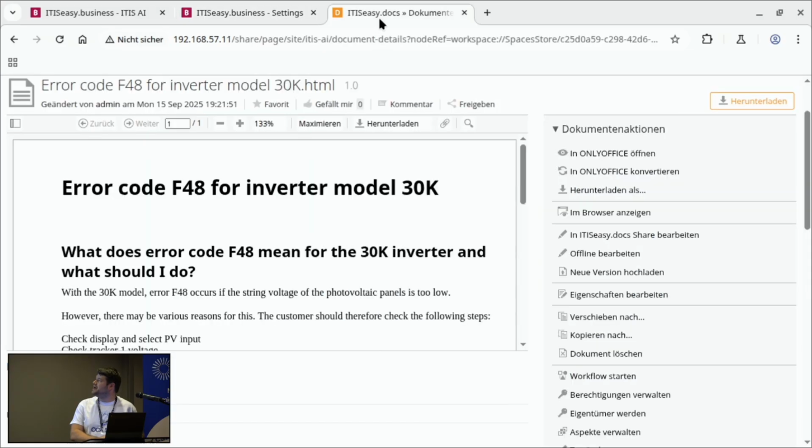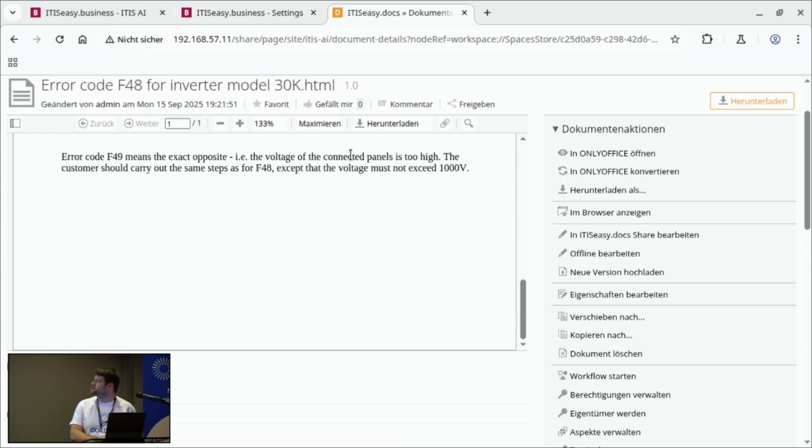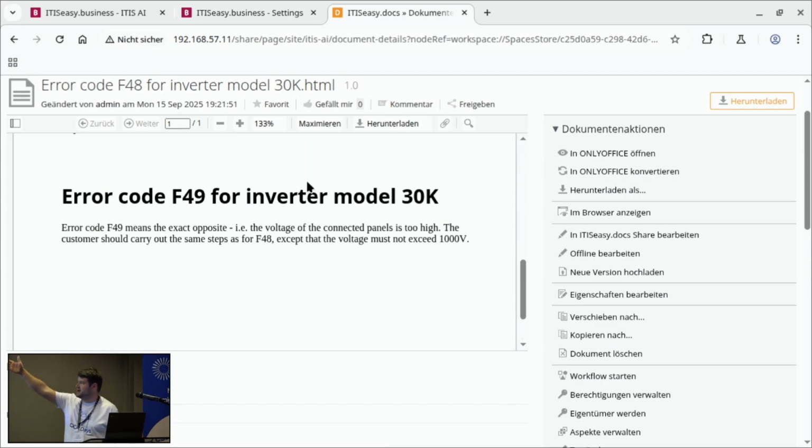The nice thing about AI is, of course, for example, if I have a question like, in this case, F49, what does it mean? We have only a description of two lines. But what's basically written in there is that it's the same as F48, the only difference is the voltage is too high, but the steps are the same. So if I use that same question and ask about F49, I would get an answer about F49 and exactly the debug steps, even though nobody has written them yet.